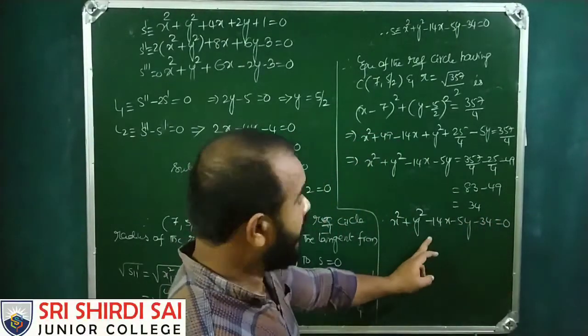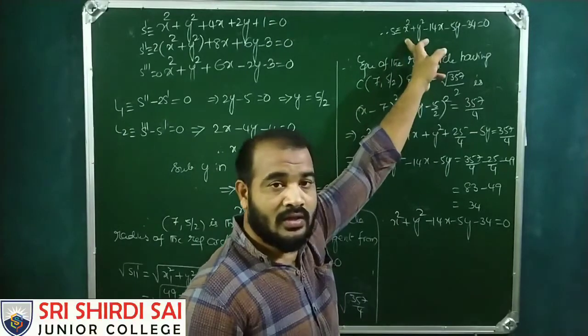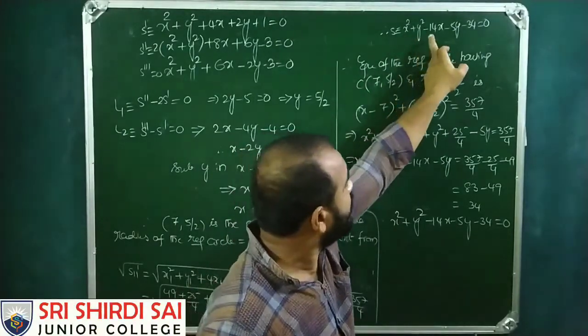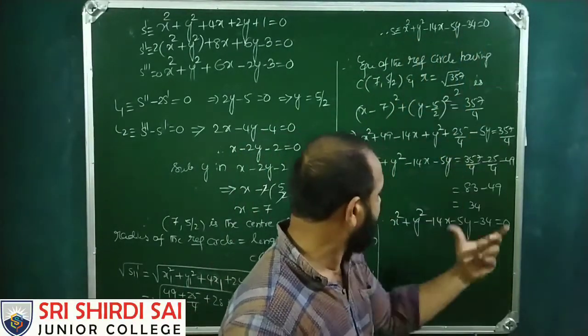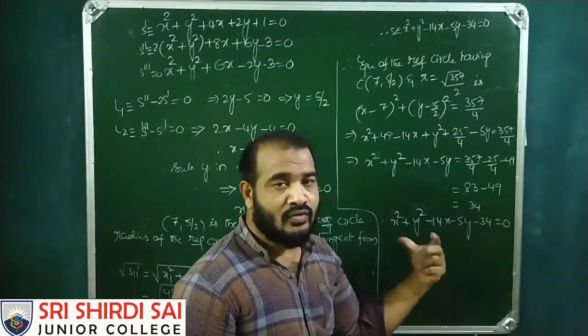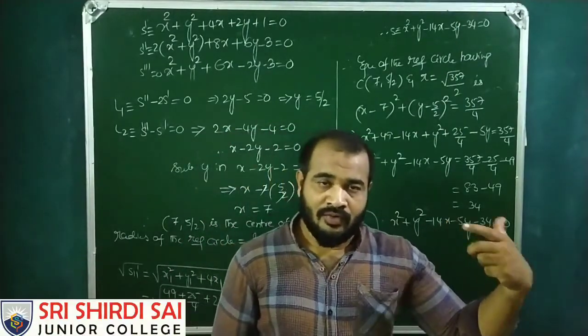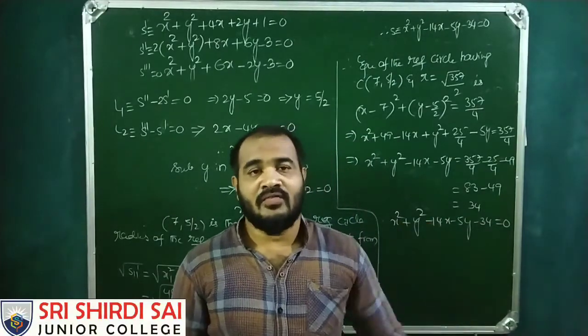I got the same answer that I got in the first method, that is x square plus y square minus 14x minus 5y minus 34 equals to 0. You can compare. So with this, we wind up the system of circles chapter.